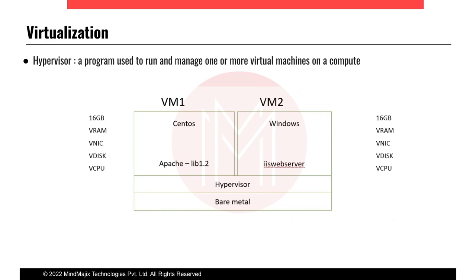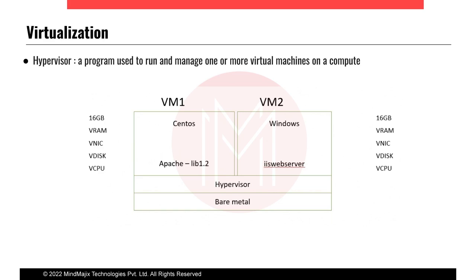I have installed the KVM hypervisor. So with the help of the hypervisor, I will be installing two virtual machines, VM1 and VM2. On VM1, I will install CentOS as my operating system, and on virtual machine 2, I will be installing Windows as my operating system. So here we have two different virtual machines, and in VM1, as per our requirement, we want to deploy an application. We will be installing Apache, which is having library 1.2.